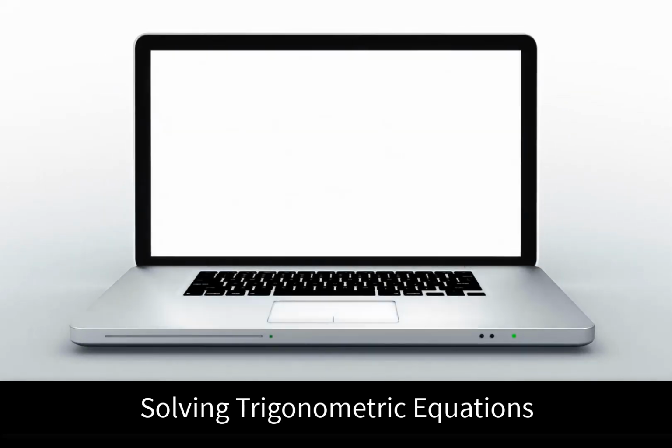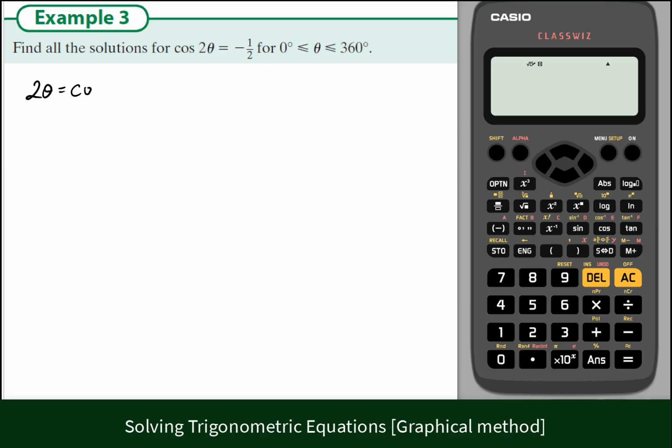Here we're going to look at two methods of solving trigonometric equations with a restricted domain. So here we're asked to find two solutions to cos 2θ is equal to negative a half. Well, we could use a calculator.